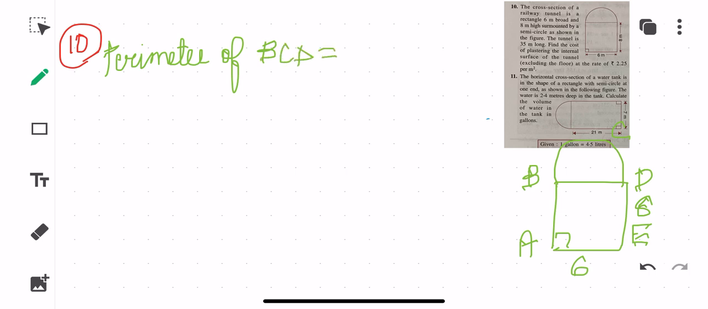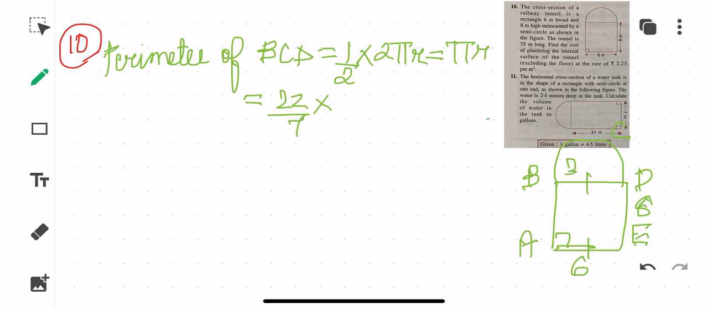This is going to be equal to half into 2 pi r, because it is a half circle. So this is given by pi into r. If you want, you can calculate here, or else you can just keep it. If you calculate, this is going to come out to be 22 upon 7 into the radius, children. Here you can see this is equal to 6, so it is evident that this particular radius is equal to 3. So this is going to be equal to 66 upon 7.